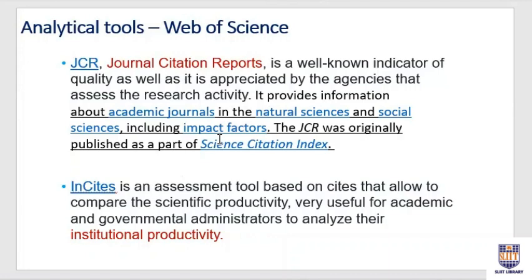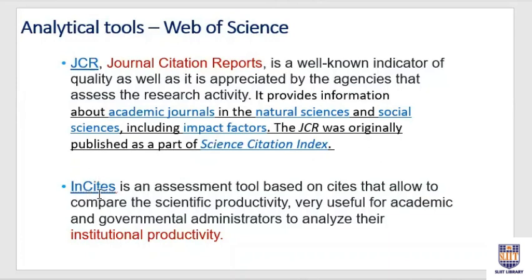The first one is the Journal Citation Reports. It's a well-known indicator to present the quality of the journal title. So it is very important. You can see the Journal Citation Reports. If you search on Google, it will give you the direct link.